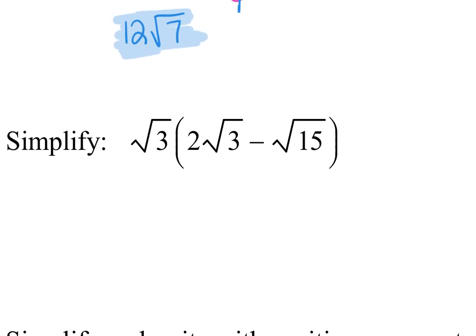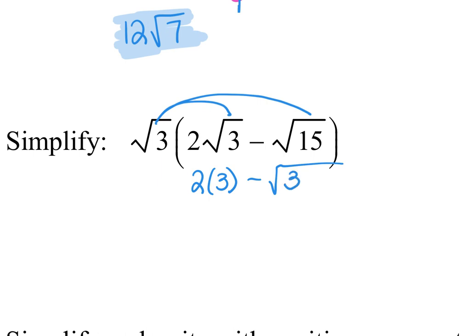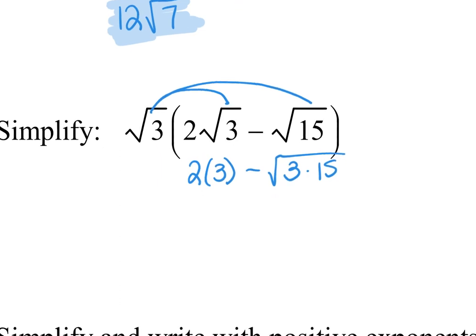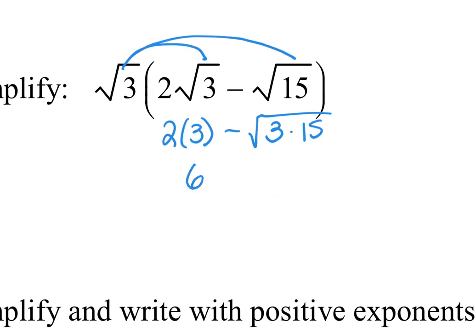10, I'm going to distribute here. 2 times root 3 times root 3 would be 2 times 3. Minus square root 3 times square root 15, you can either write as the square root of 45, but then I'm going to break it down again, so I can also keep it as the square root of 3 times 15. So the 2 times 3 becomes 6, but this 15 is going to get broken down to 3 and 5. And then we've got a pair of 3's that's going to come to the outside of that radical. And I get minus 3. The 5 is left underneath.